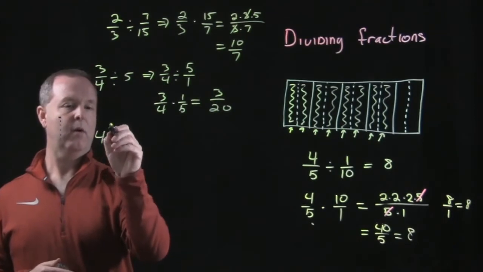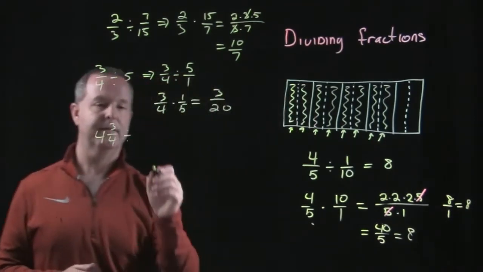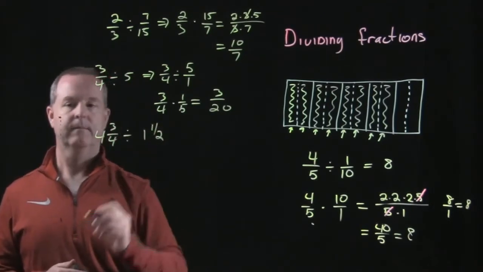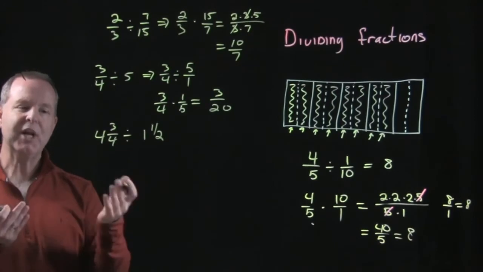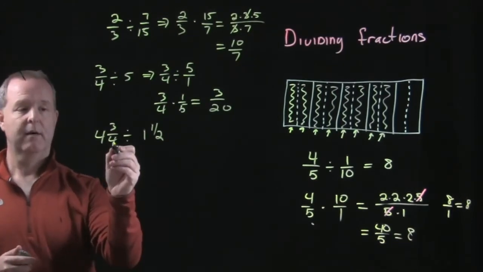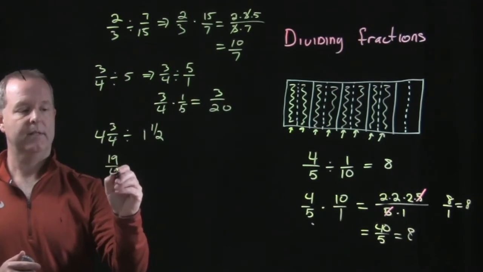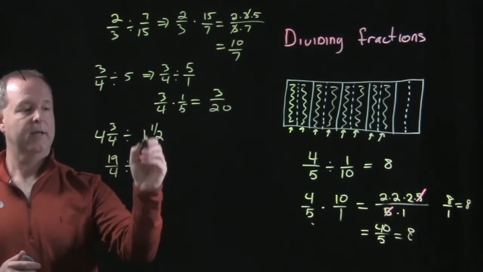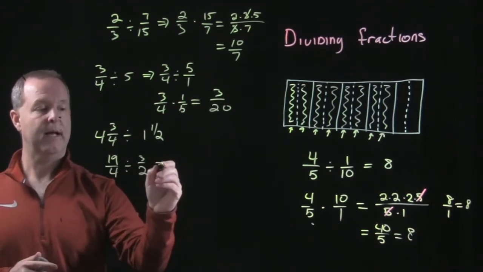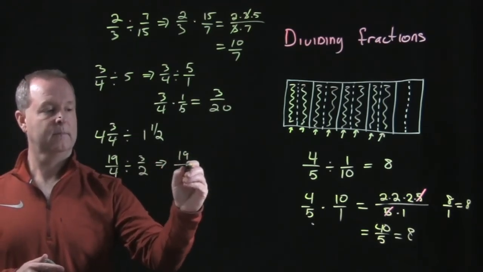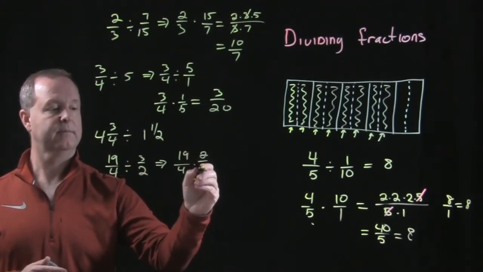Lastly, 4 3/4 divided by 1 1/2. What do you think we want to do first? Yeah, I think you're right. Let's change them into improper fractions. 4 3/4, that becomes a 19/4 divided by 3/2. Invert and multiply, or multiply and invert, maybe is better.